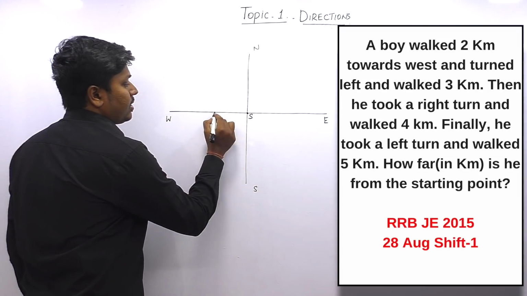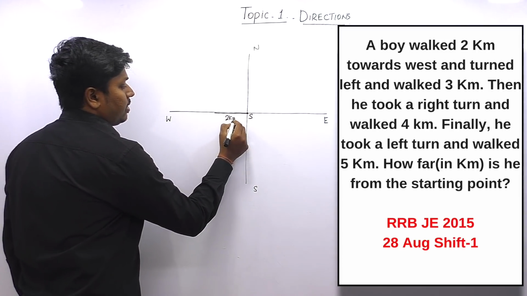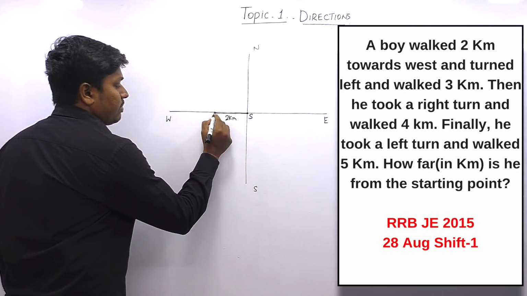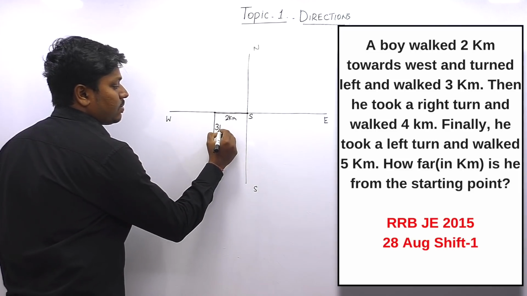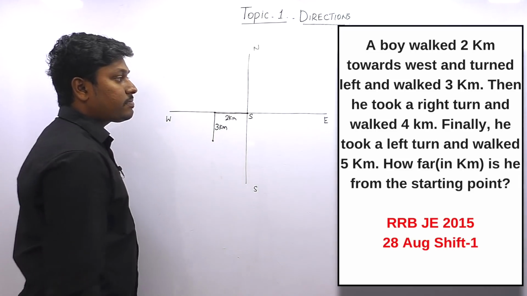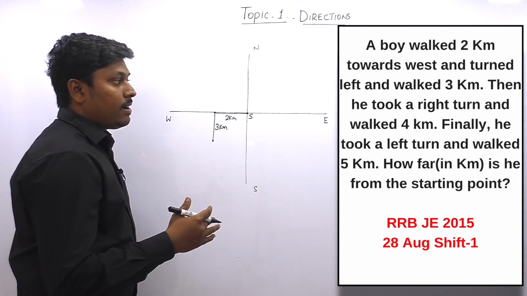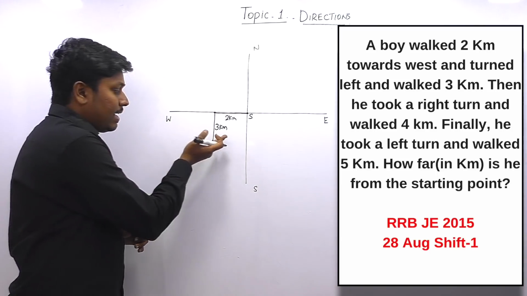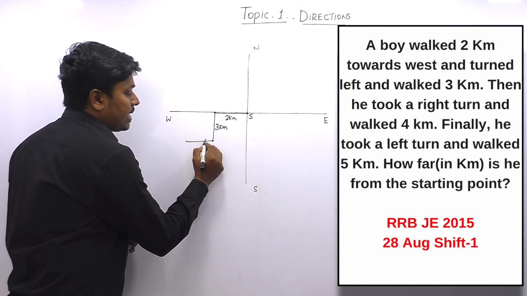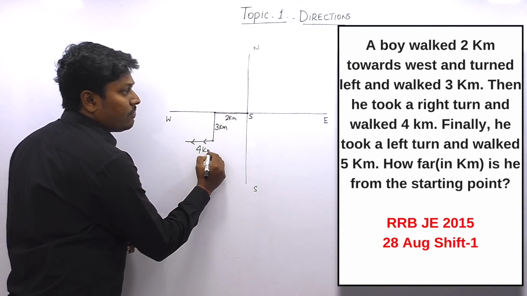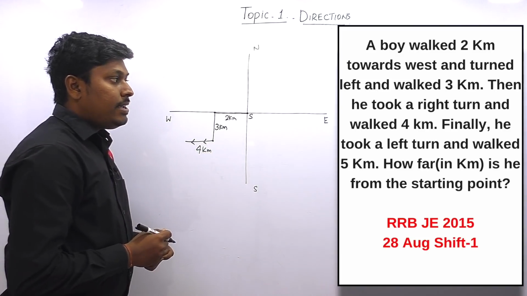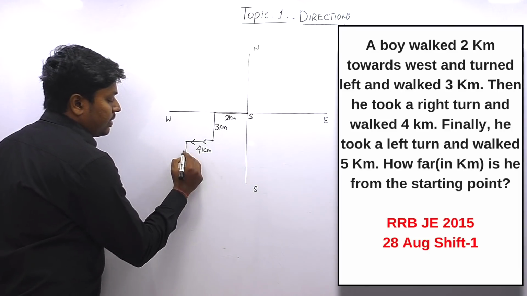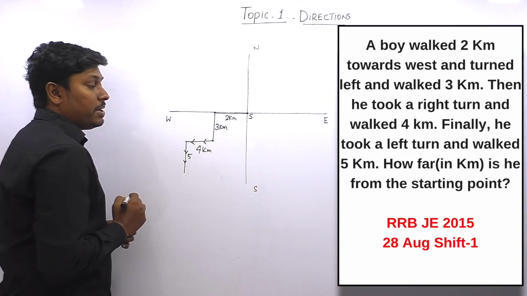So from the starting point, a boy is walking 2 kilometers towards the western side, and turns left and walks 3 kilometers. Then he takes a right turn and walks 4 kilometers. If he is walking in this direction, the right hand side will be this side and the left hand side will be this side. After covering this, he takes a right turn and covers 4 kilometers. Finally he takes a left turn and walks 5 kilometers.